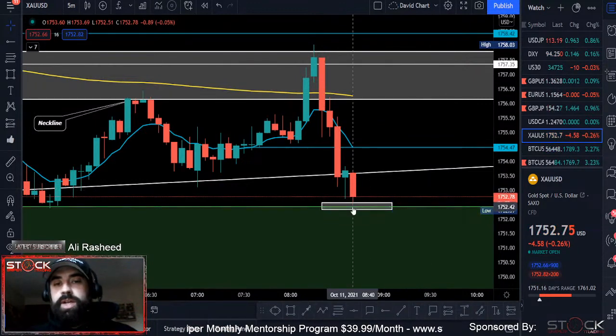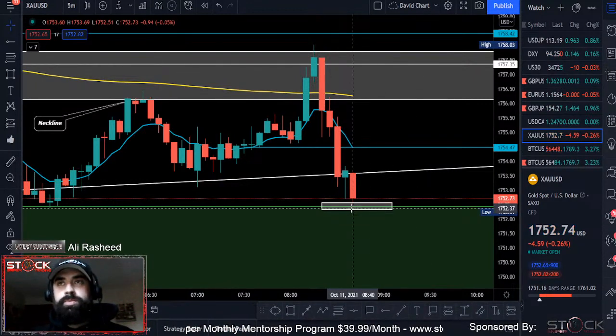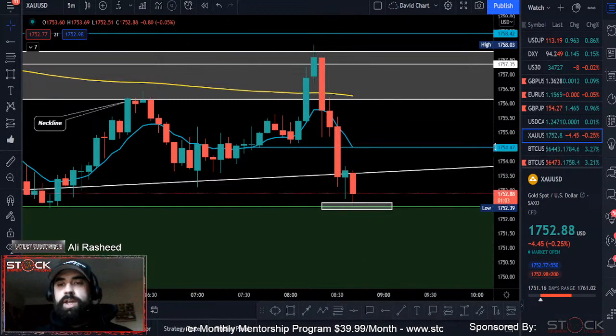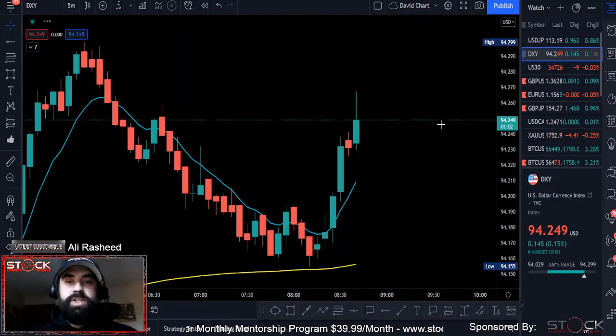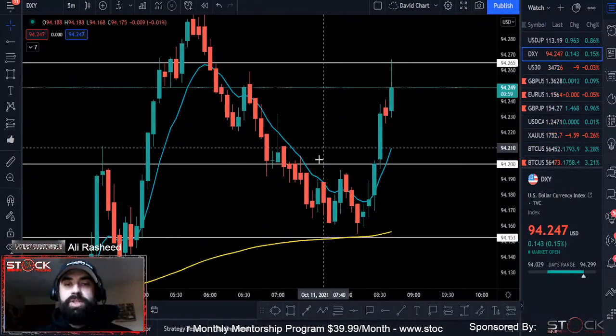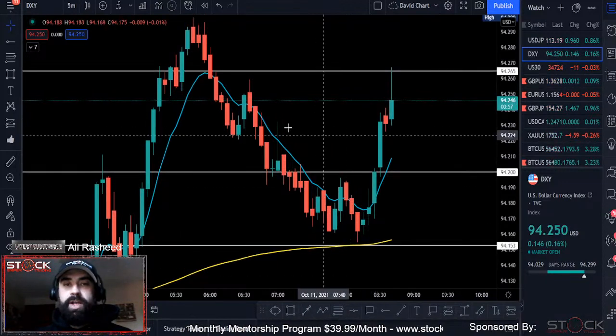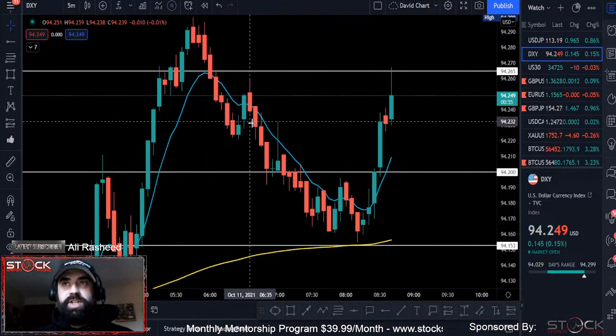Okay, so you can see now that they're starting to find some support here. Okay, and let's check out the DXY. Remember, we haven't even looked at this yet. Look at this pump, guys. Double bottom on the DXY. It's huge, sexy right here. Okay, selling pressure, selling pressure.